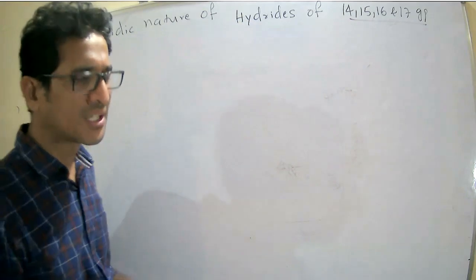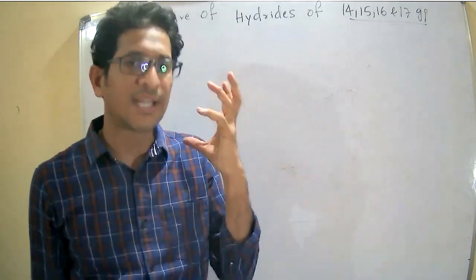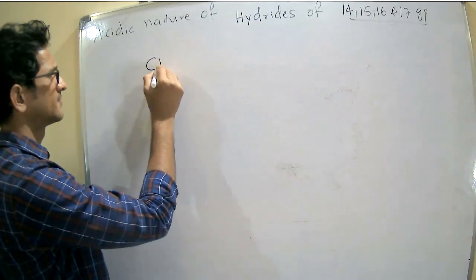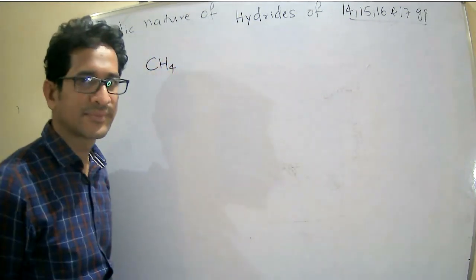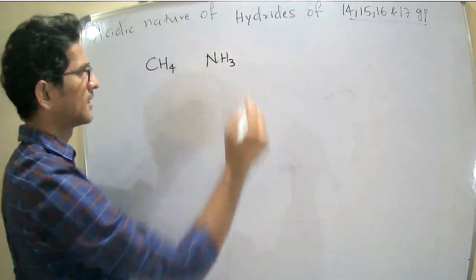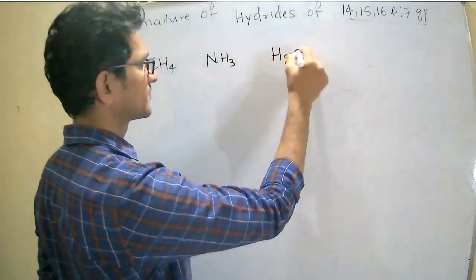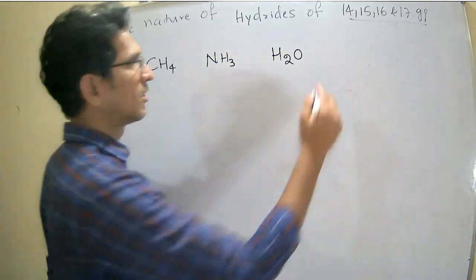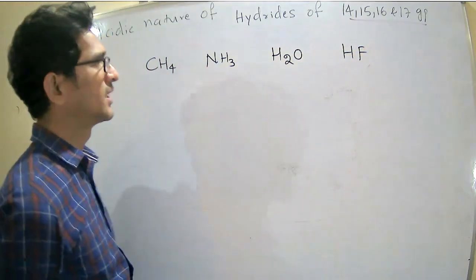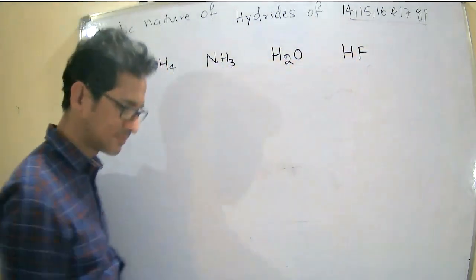Hydrides means hydrogen combined with any element. For example, methane is a hydride of carbon. Ammonia is the hydride of nitrogen. Water is the hydride of oxygen. Hydrogen fluoride is the hydride of fluorine. These belong to the 14th, 15th, 16th and 17th groups.